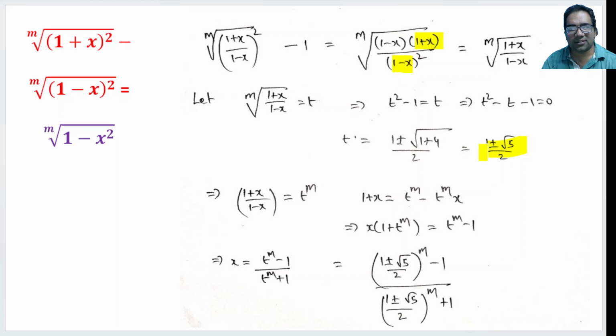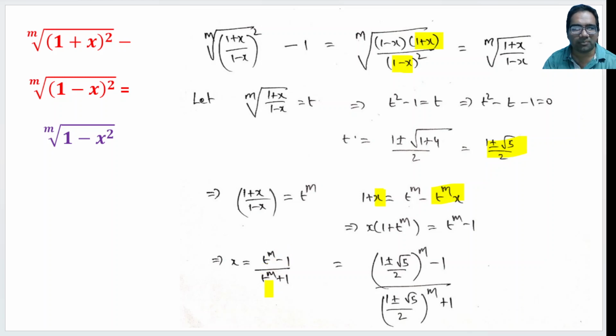But what is this t? This is actually the m-th root of 1 plus x by 1 minus x. What does that mean? 1 plus x by 1 minus x is equal to t power m. So 1 plus x equals t power m into 1 minus x. That is 1 plus x is t power m minus t power m x. So x plus t power m x, that is x into 1 plus t power m, we bring together, equals t power m minus 1. So x equals t power m minus 1 by t power m plus 1.